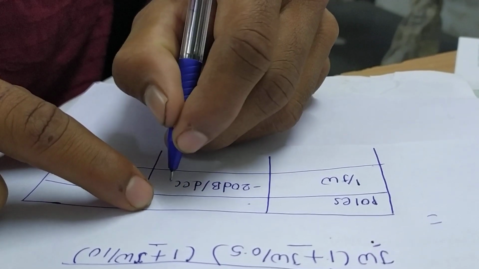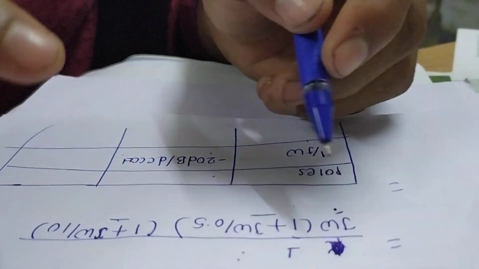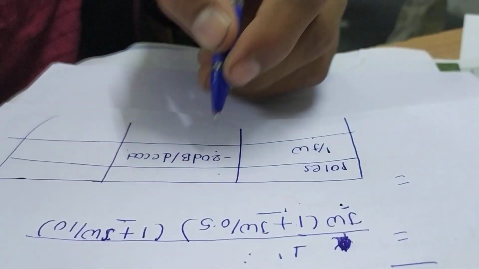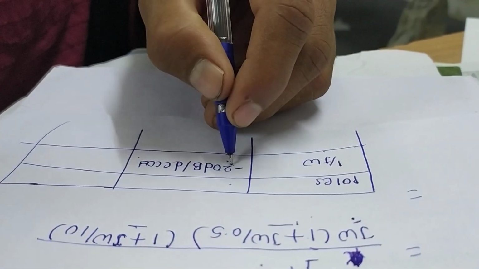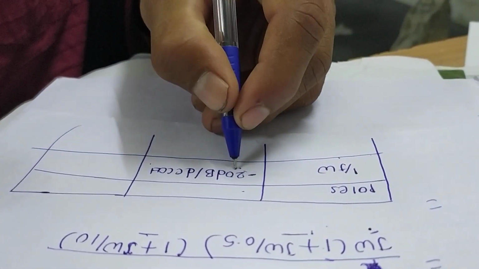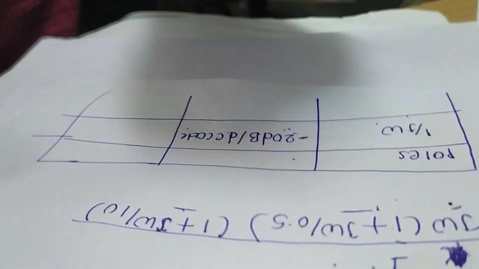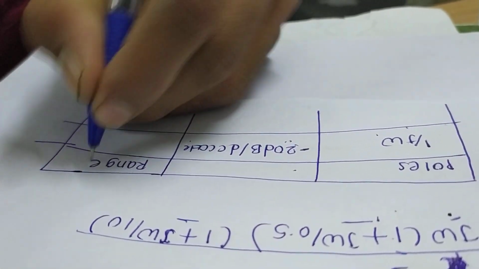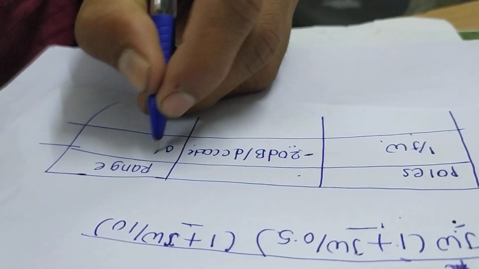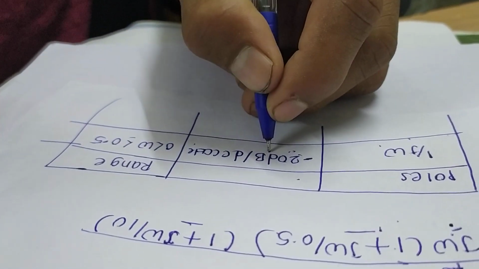See, if the pole is present in the denominator, each one is decaying by minus 20 dB per decade. If a zero is present, it decays by plus 20 dB per decade. But here no zero is present, so we are taking minus 20 dB per decade for that one. Now we have to take the range. So how much is the range? The range is from 0 to 0.5, that is, omega is less than or equal to 0.5. My pole is decaying by how much? Minus 20 dB per decade.